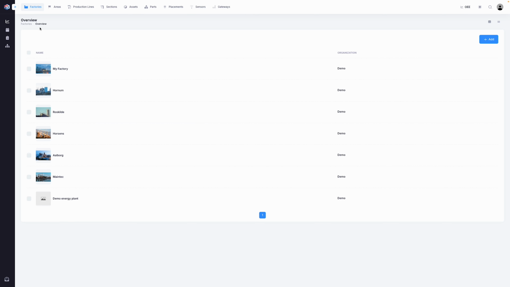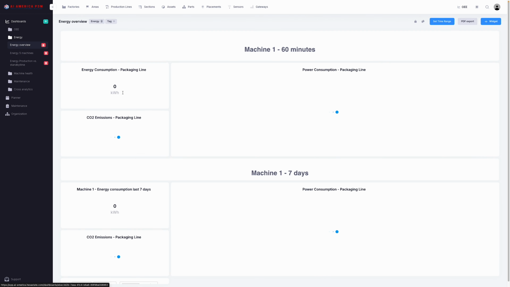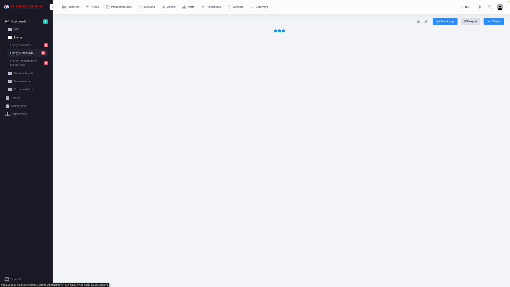All right, now let's head to our dashboards and click on Energy. The first thing we're going to review is the energy overview. Under Energy Overview, as you can see, we have a machine called Machine 1. In 60 minutes, we can see the total energy consumption. We can also see the CO2 emissions in 60 minutes for this Machine 1 as well.